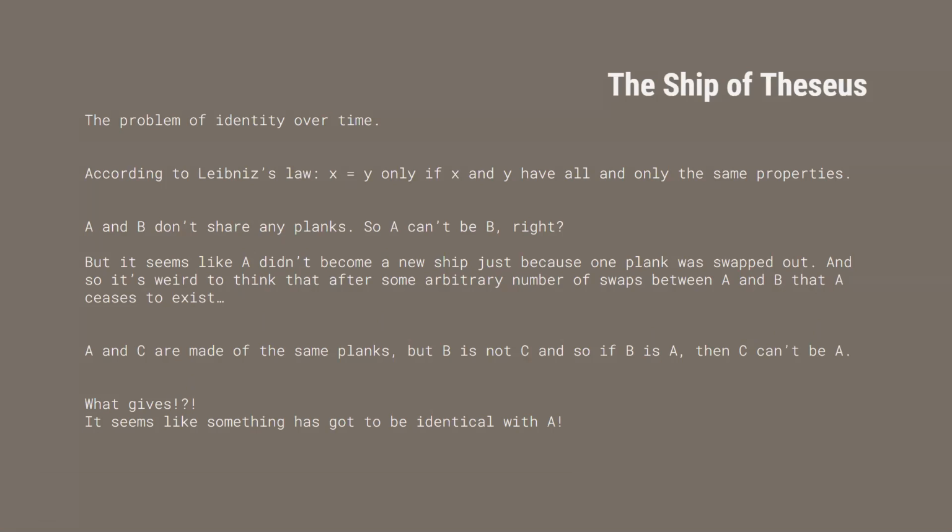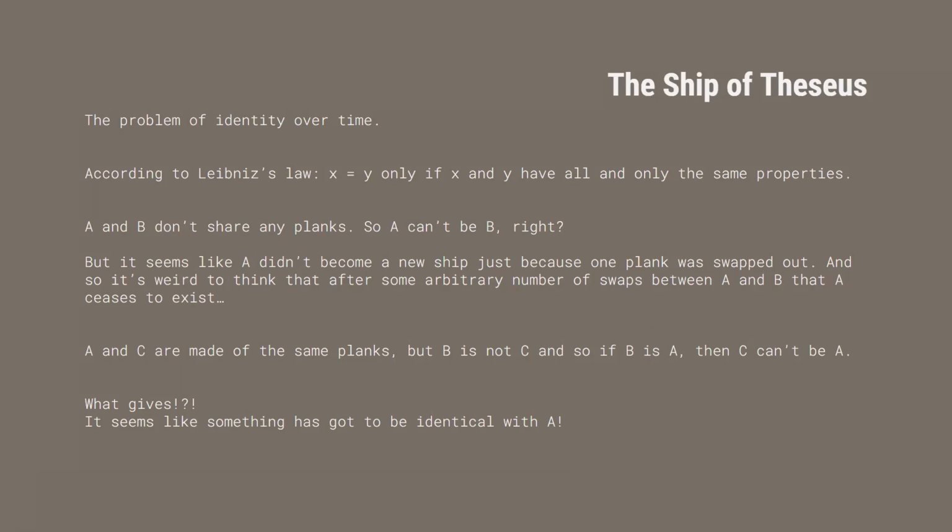So it doesn't seem like the chair leg swapping scenario. From time T1 to time T2, swapping out one plank doesn't get you a whole new ship. And then from time T2 to time T3, swapping out one more plank doesn't seem like it's going to get you a whole new ship either. So it seems like you've got this arbitrary number of swaps that somehow gets you from A to B.